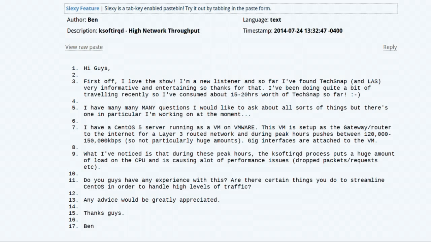This VM is set up as a gateway and a router to the internet for a layer 3 routed network, and during peak hours pushes between 120,000 and 150,000 kbps. So it's not particularly huge amounts of traffic. Yeah, but over 100 megabits is a decent amount of traffic for a router, but yes. He's got gig interfaces attached to the VM. He says, what I've noticed is that during these peak hours, the ksoftirqd process puts a huge amount of load on the CPU and is causing a lot of performance issues, dropped packets, requests being dropped. Do you guys have any experience with this or any certain things I can do to streamline CentOS to make it handle higher levels of traffic? Thanks in advance. Any help would be greatly appreciated.